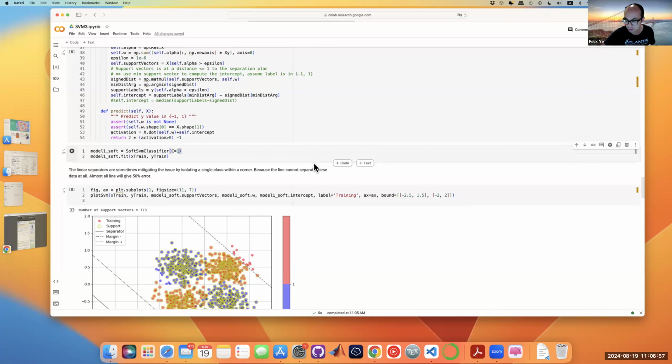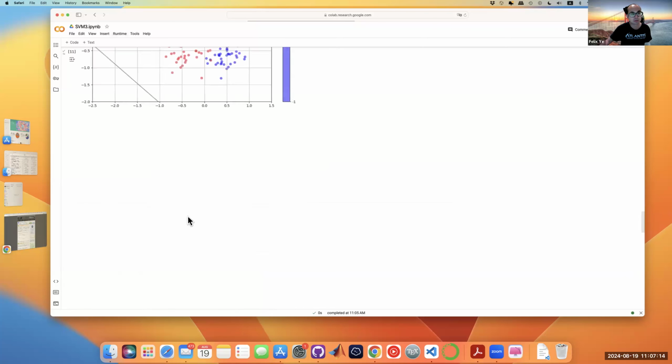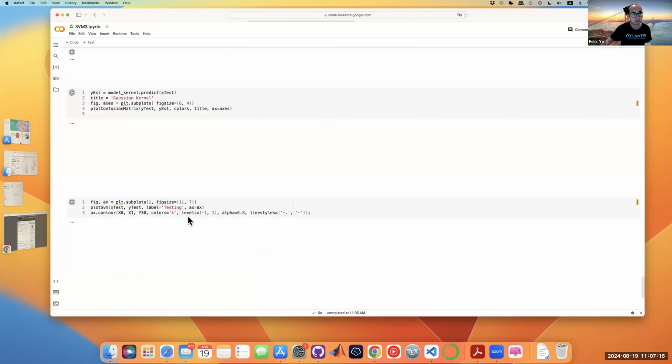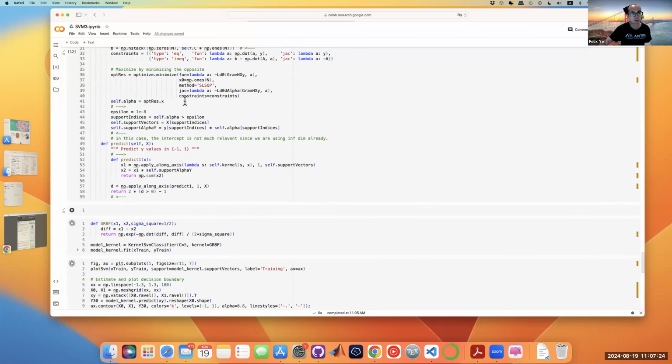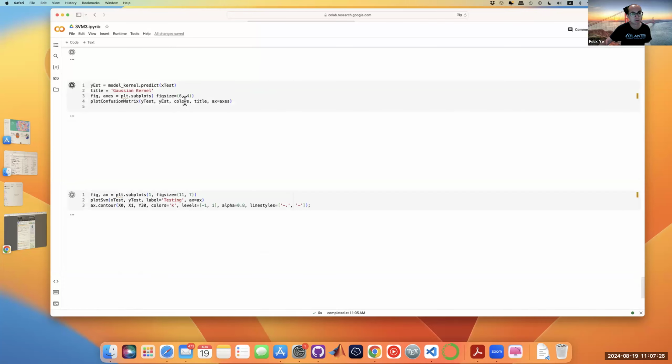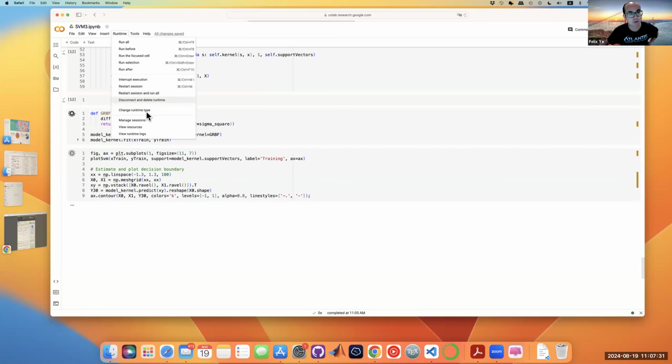If you don't believe it, you can make C equal to 10 and try to see whether it improves. No, it's not working here. It's not finished. I see, this is still training here. I don't know why this is so slow.